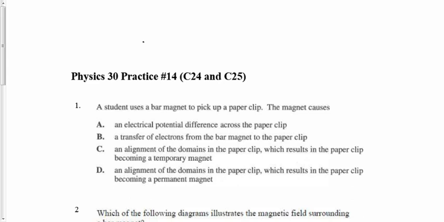Question set number 14 here. Question number 1 says a student uses a bar magnet to pick up a paper clip. The magnet causes what? This is one where we have to read through all the options, right, and see which one fits the best. An electrical potential difference across the paper clip?